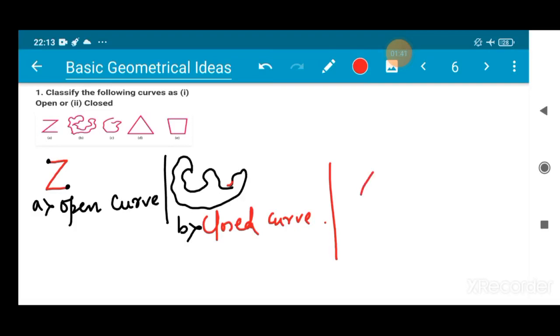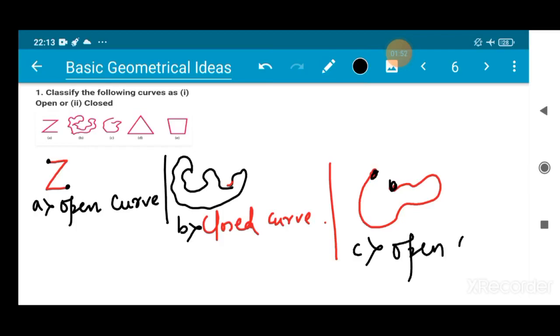Now the third one you can see in your book. So the two endpoints can be easily seen here, right? So the figure number C is representing open curve. Why? Because the two endpoints are not joined here, right? Okay.